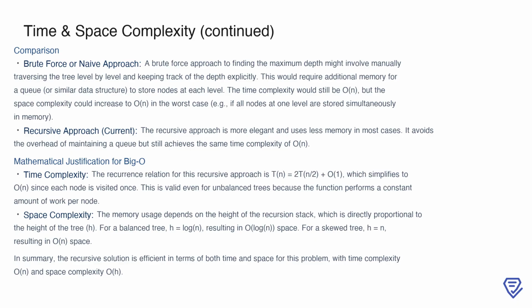The space complexity, determined by the recursion stack, depends on the tree's height. For a balanced tree, the height is log n, resulting in O(log n) space. For an unbalanced tree, the height could be n, leading to O(n) space. In conclusion, the recursive solution is efficient, providing O(n) time complexity and O(h) space complexity for this problem.